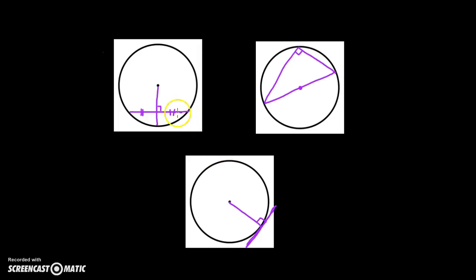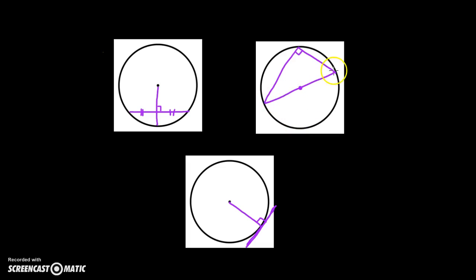Hello, today we're going to look at circle theorems, and we're also going to look at an example of applying circle theorems. So we'll run through the three circle theorems first of all, and then we'll do an example. So I'll start off with this circle theorem first.